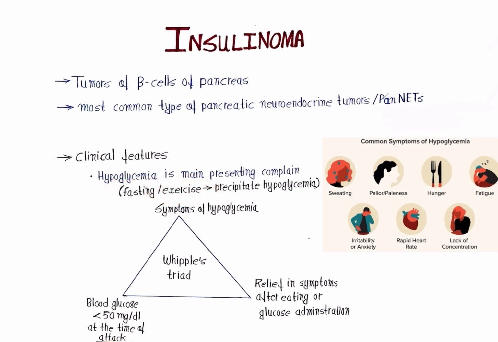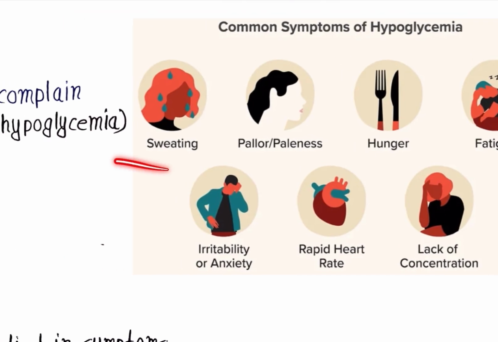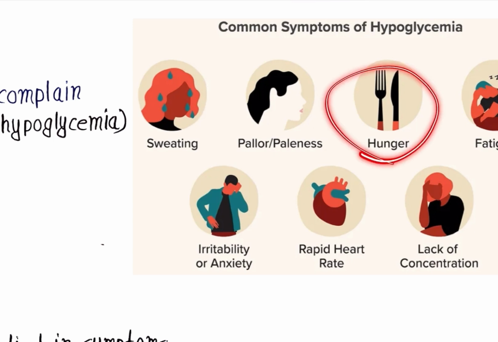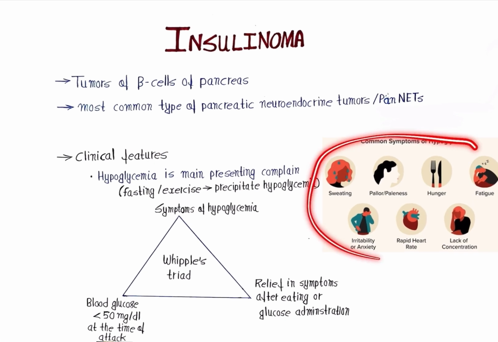So what will be the symptoms of hypoglycemia? The common symptoms of hypoglycemia include sweating and palpitations. Then the patient will be irritable or anxious. He will feel more hungry. He will feel fatigued, and there will be a lack of concentration. And he will also be pale. So these are the common symptoms of hypoglycemia. But these symptoms are very vague, right? There can be some conditions which can mimic the symptoms of hypoglycemia.